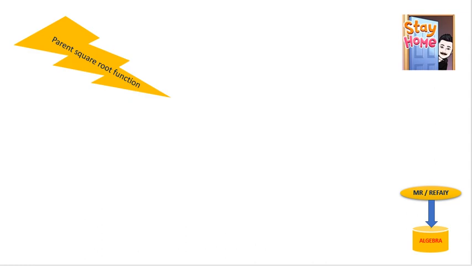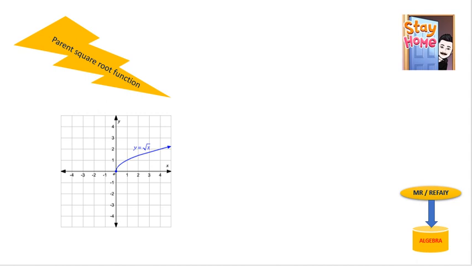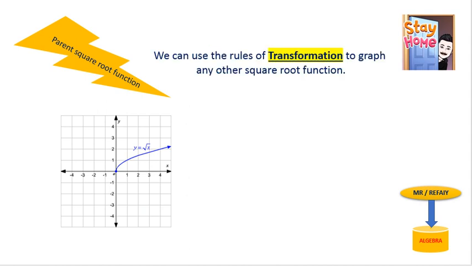Parent square root function. The parent square root function is a function in this form: y equals root x, and it's called parent because it's the original form. So this form y equals root x is called the parent square root function, and this is the graph. So this curve is the graph of the parent square root function. What's the benefit of it? Look, we can use the rules of transformation to graph any other square root function using the parent square root function.